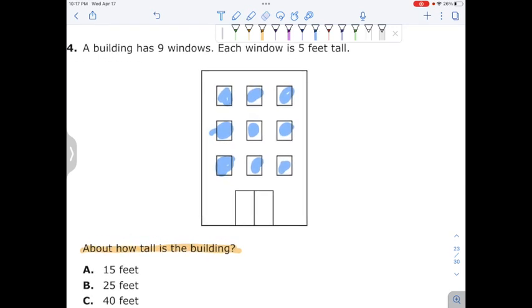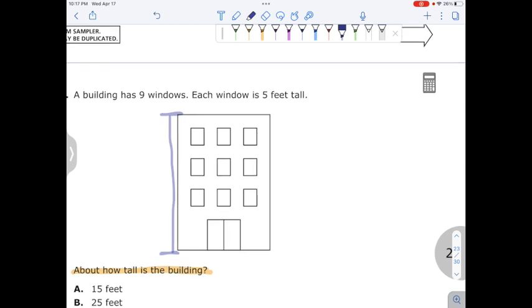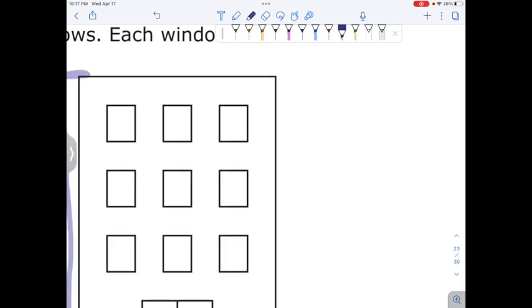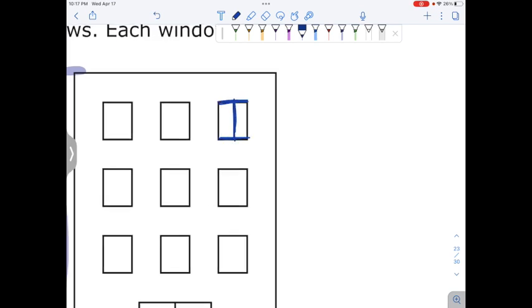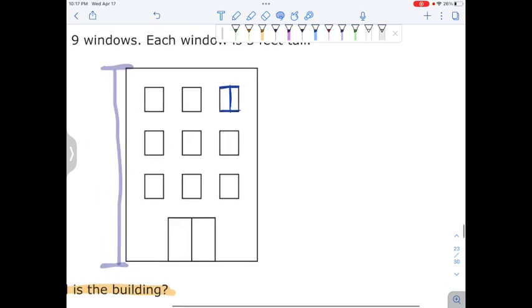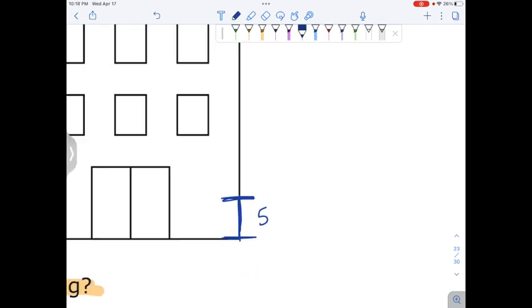That's not how tall. How tall means from the ground to the roof, how tall from here to here. It says each window is 5 feet tall. So what I'm going to do is I'm going to trace. It works really great on an iPad. It doesn't work so great if you're on paper, but you can do it on an iPad. I'm going to trace. I know that that is 5 feet. So I'm going to put it right here on the end here. That's 5 feet, and I'll write a 5 right next to it.